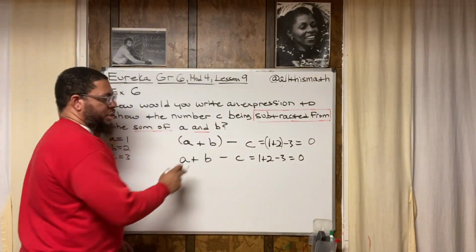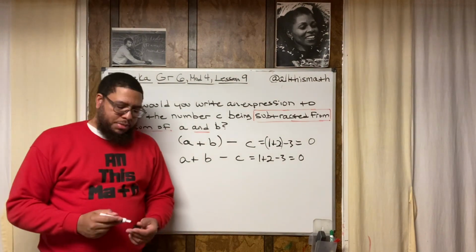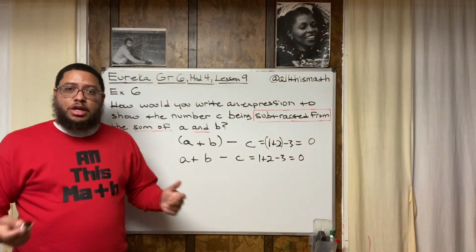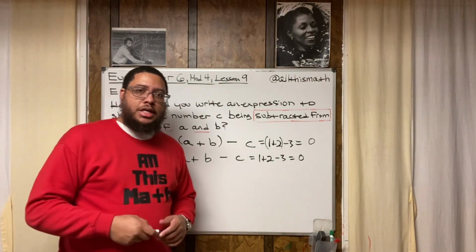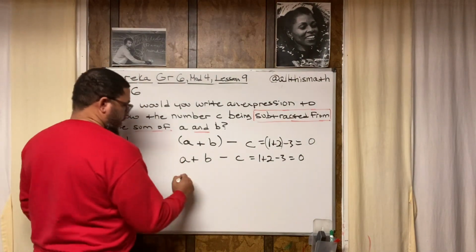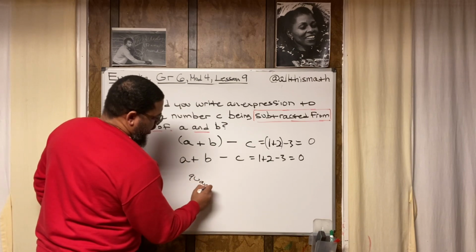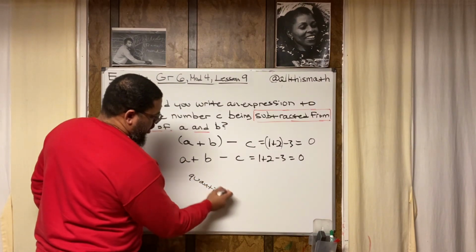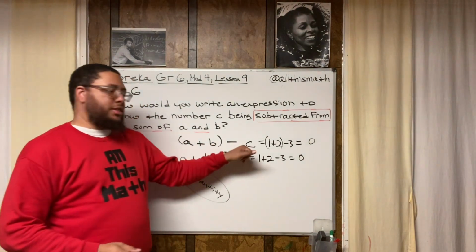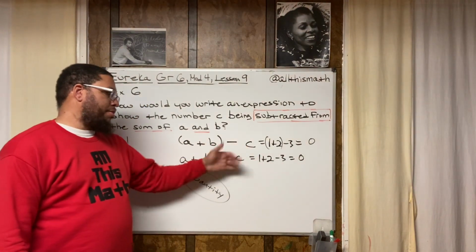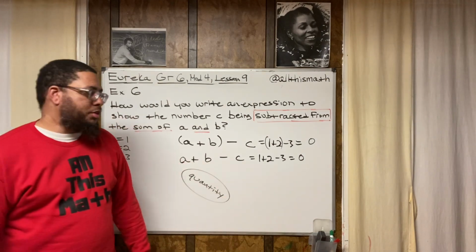The quantity A plus B. Why do I keep saying quantity? Because when we write expressions or numbers or terms inside parentheses, we call that a quantity. That's what that is. So the quantity of A plus B minus C, and then A plus B minus C. You know what I'm saying?